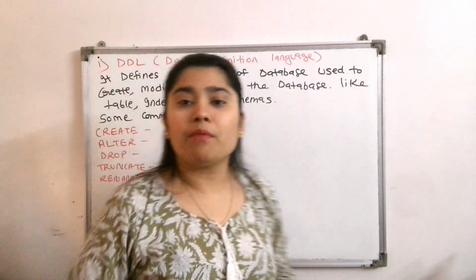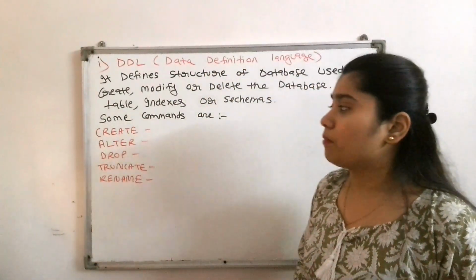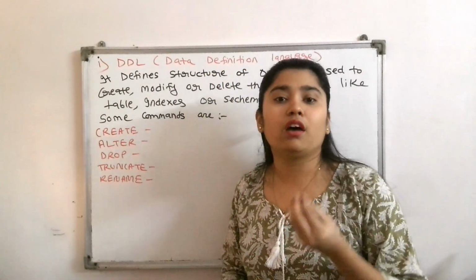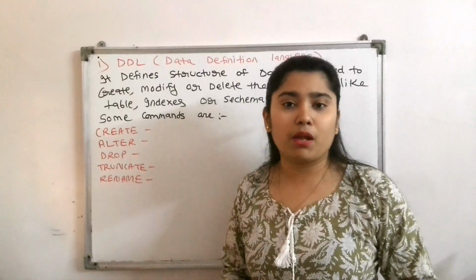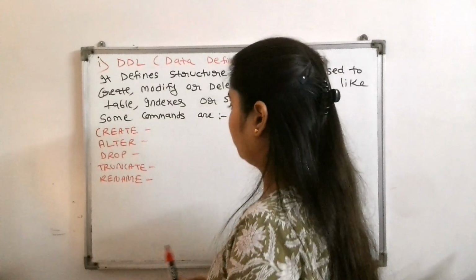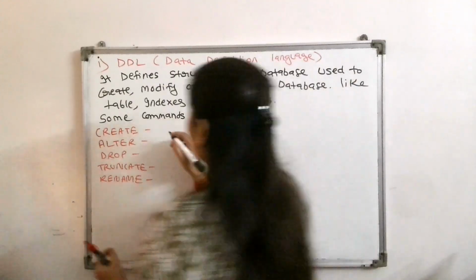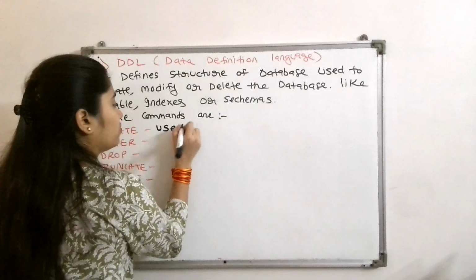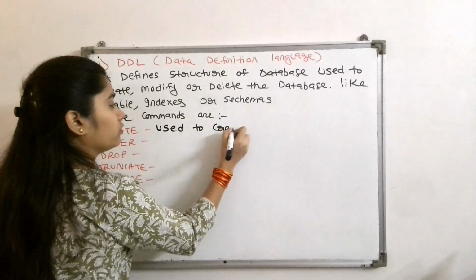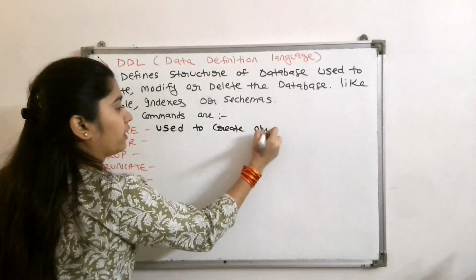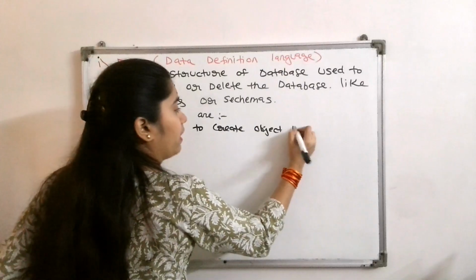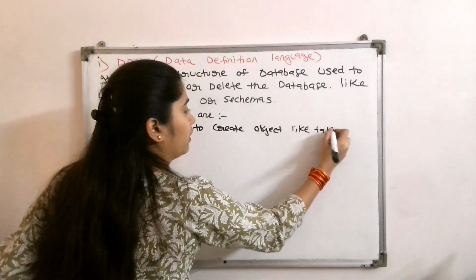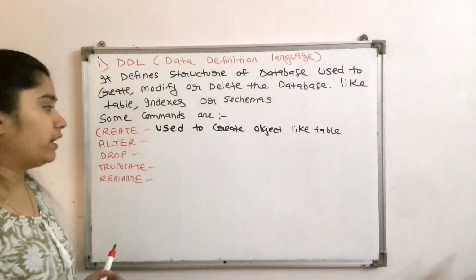See, the first command is create. What is the create command? It is used to create objects like a table or database. First write it here. Create is used to create objects like a table or database.